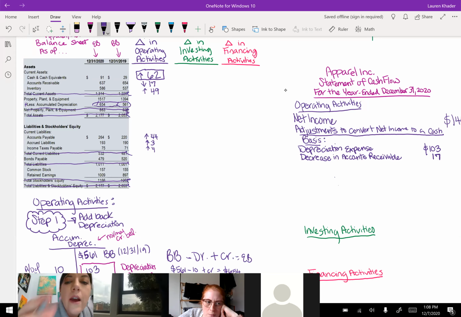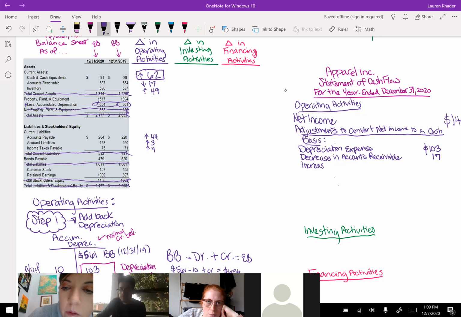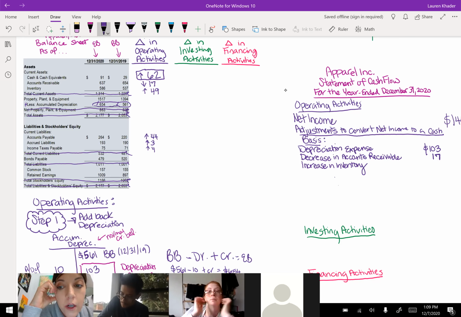For inventory, we have an increase in inventory. So we're going to write increase in inventory. We purchased more inventory than we expensed, right? Because if we increased inventory, it means that we purchased more than we actually sold during the period. So we need to subtract for that increase in inventory. So we're going to show a negative 49.